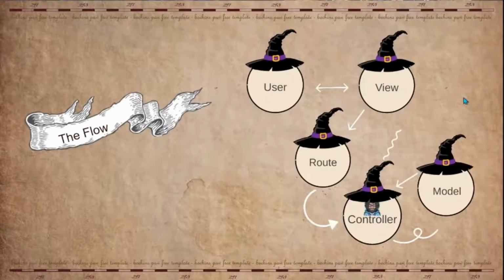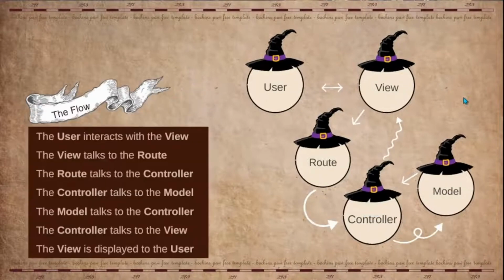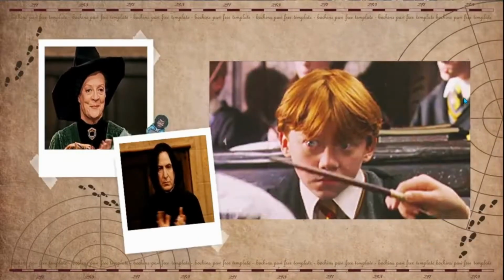Here's a flowchart that might help you understand it a little better. As you can see, the user interacts with the view, which talks to the route, which talks to the controller, which talks to the model, which talks to the controller, which talks to the view, and the view is displayed to the user. You got it? Wow, that's great.